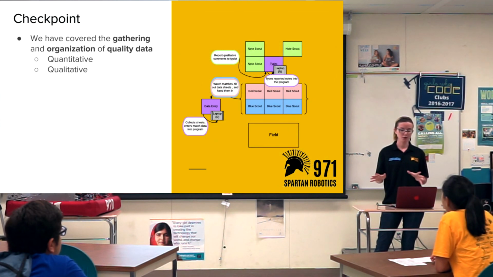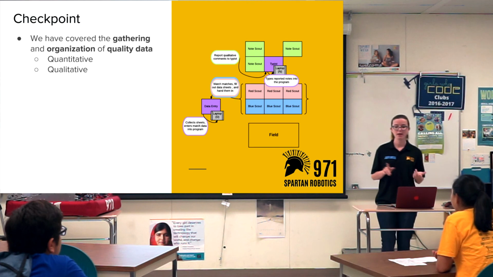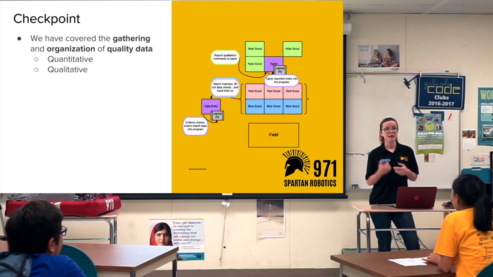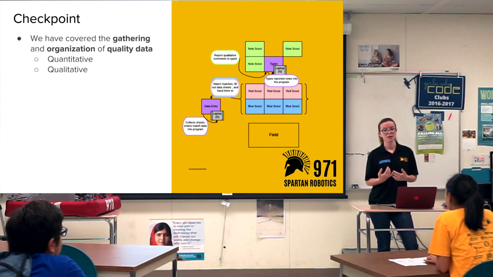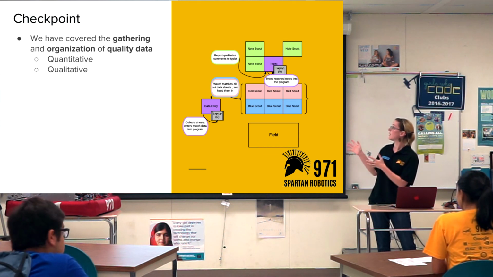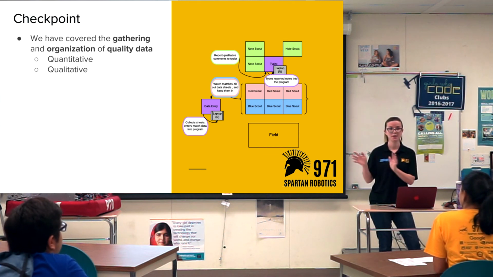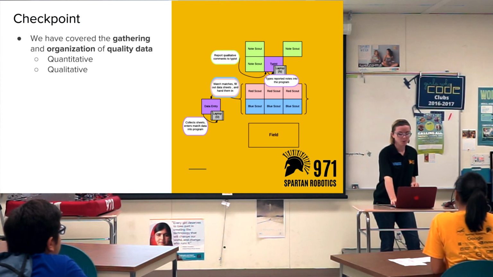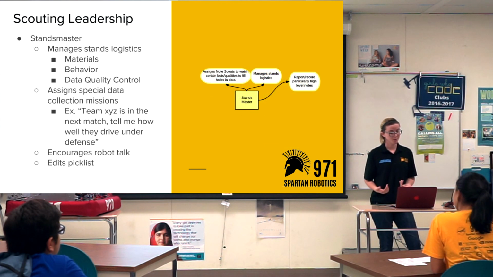So checkpoint real quick on the presentation. At this point, we have covered the gathering and organization of data, of the quantitative and qualitative variety. So that's where we're at in the flowchart. It's almost filled out, and we are going to move on to scouting leadership.